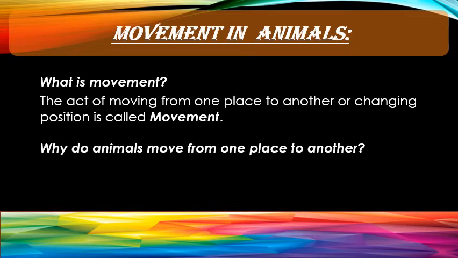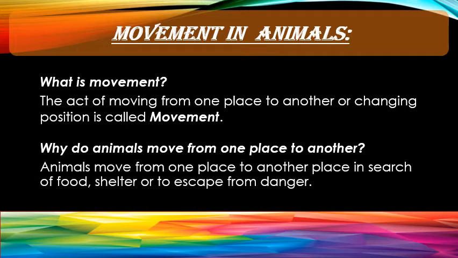So why do animals move from place to place? Why don't they remain in the same place? Why do they have to change their position? Animals move from one place to another in search of food, shelter, and to escape from danger. These are some of the reasons due to which animals have to change their position. If we talk about plants, plants remain in the same place throughout their life, but animals move. So movement is the process of moving from one place to another or changing position.